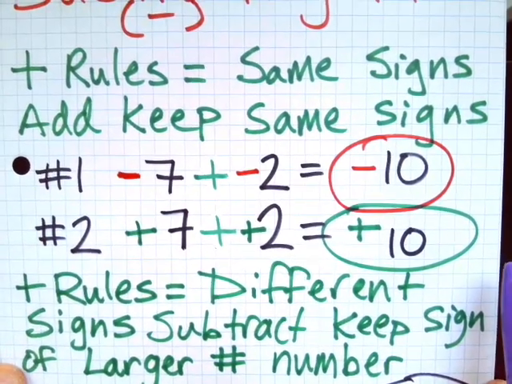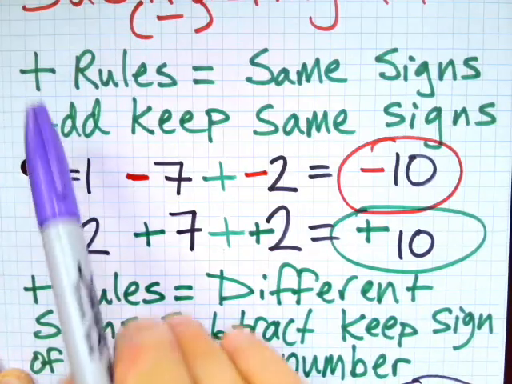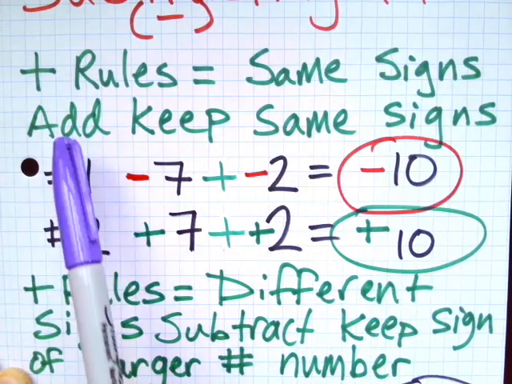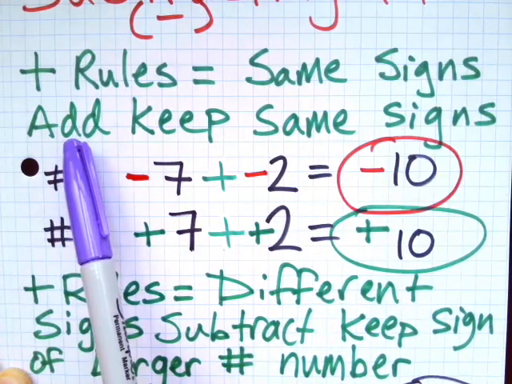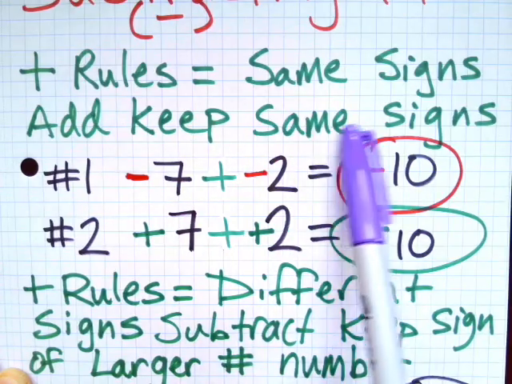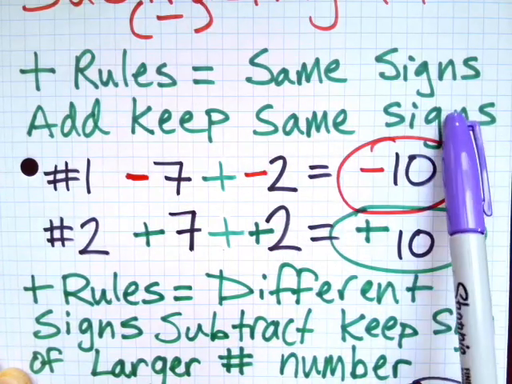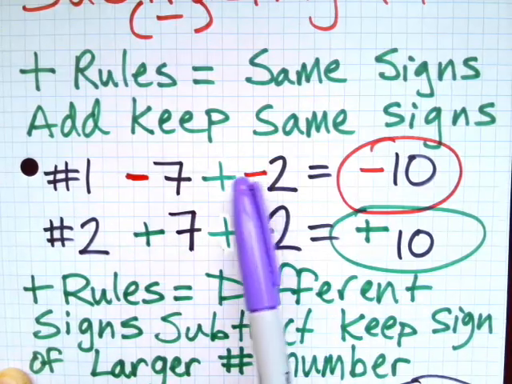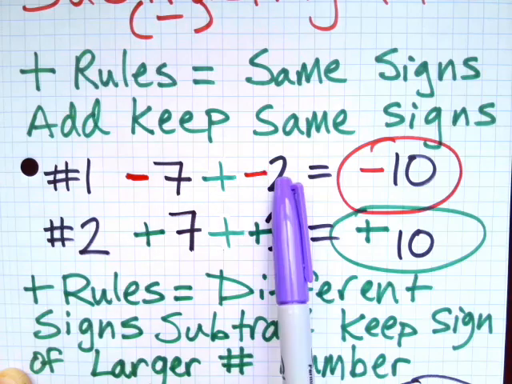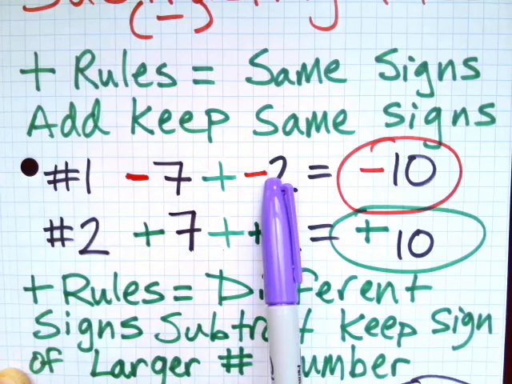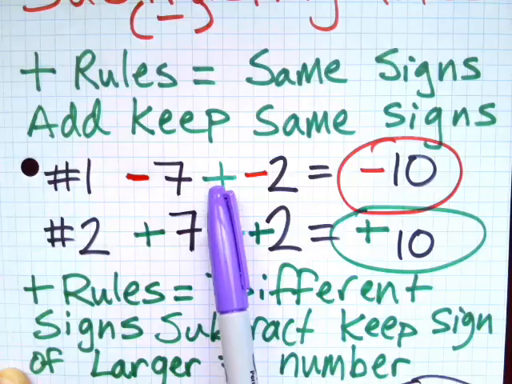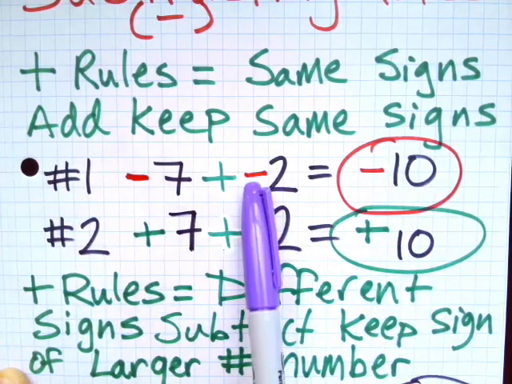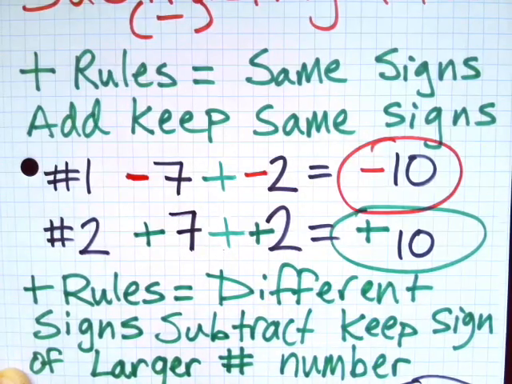Addition rules. If the integers, the numbers, have the same sign, both positive or both negative, you're just going to add those numbers and keep that same sign. Here's an example. Remember, these are addition rules. So -7 and -2, are they the same signs? Yes, they both are negative. So the rule is add and keep the same sign. I know 7 plus 2 is 9. And since they're both negative, that remains a -9.